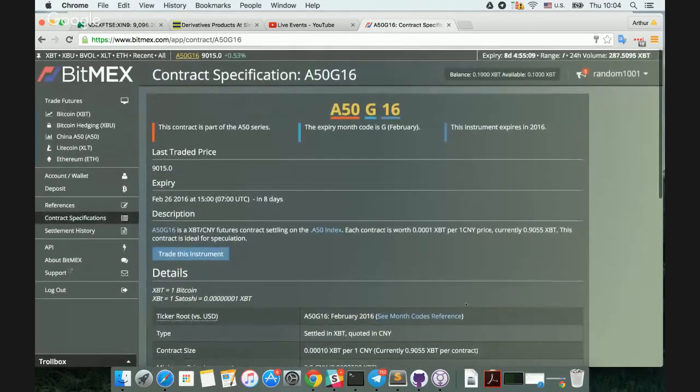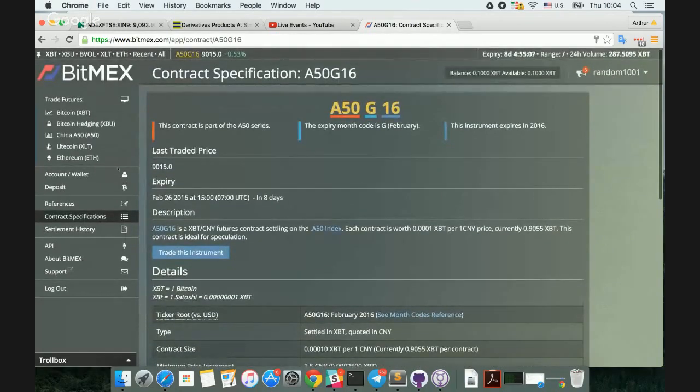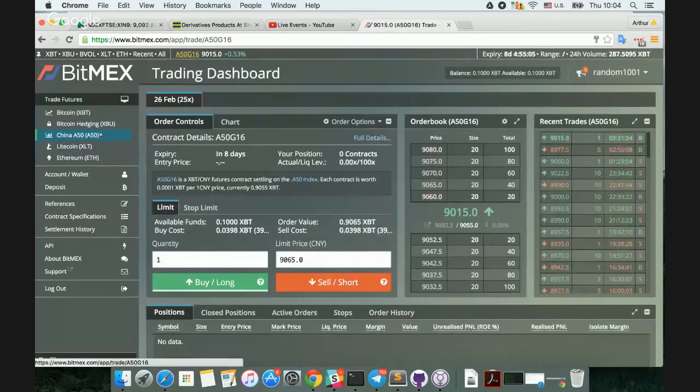So let's go and take a look at the contract live and trading. So right here we see a standard order book. We have someone placing bids and offers on this price. So let's say that you are bullish China. You will be buying this futures contract. So let's buy one contract.